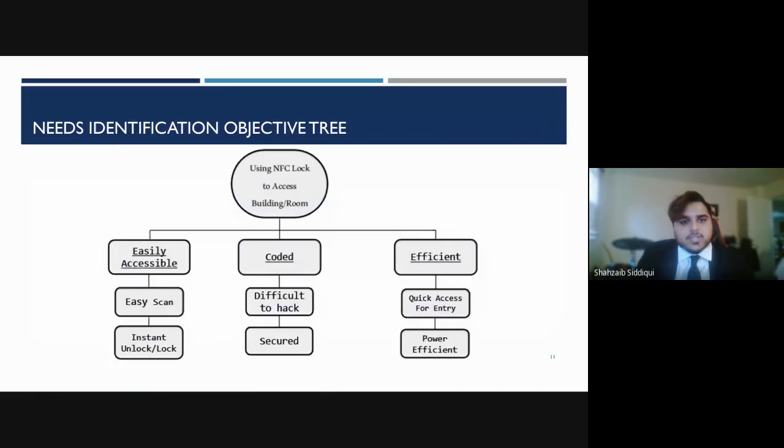And here's just the objective tree, speaking about the three aspects that we need: the easily accessible, coded, and the efficient. Next slide.